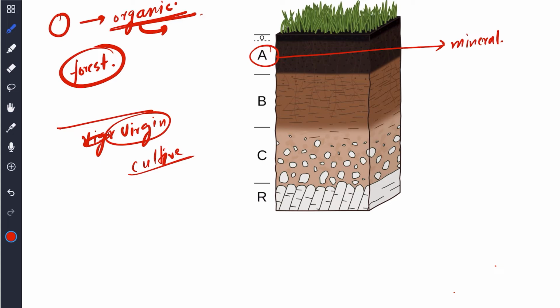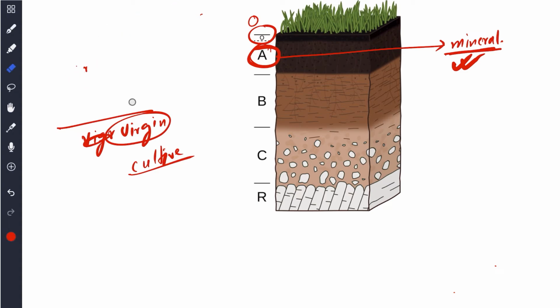In some questions they ask which layer floats on the mineral layer of the soil, and your answer will be the organic layer, the O layer, because it is just floating on the A layer, which has the minerals. The O layer does not have any mineral, just organic matter.